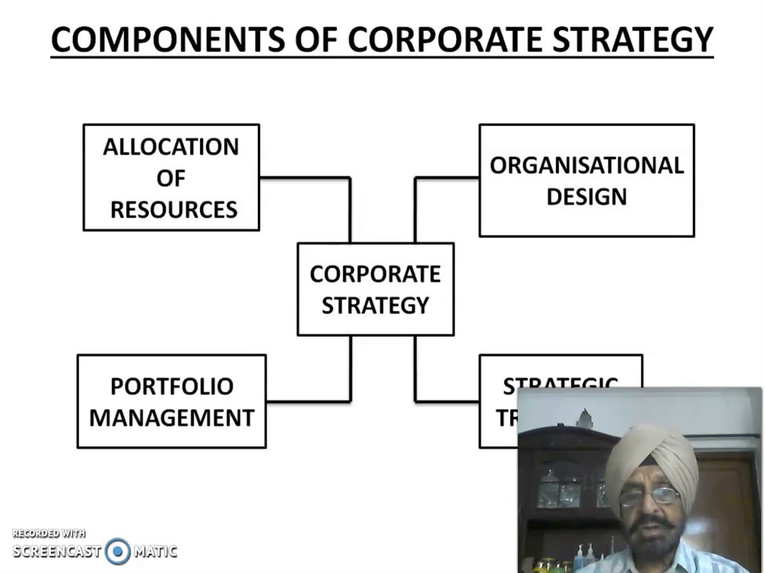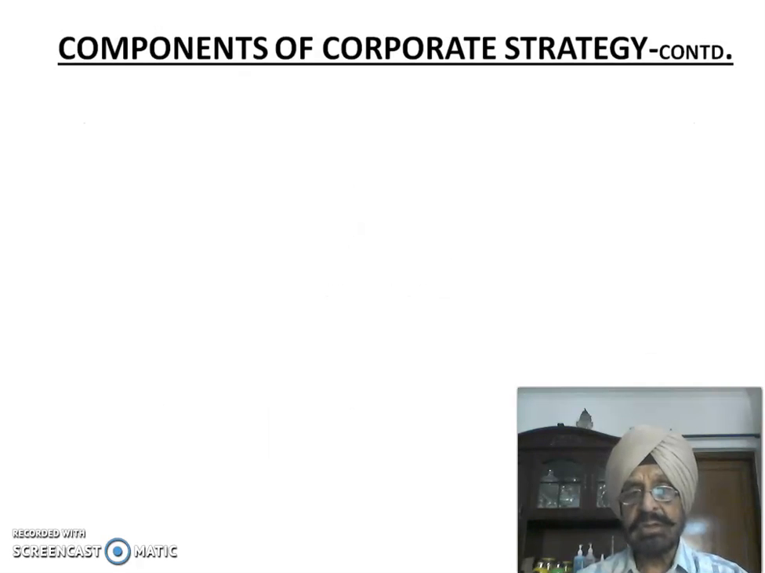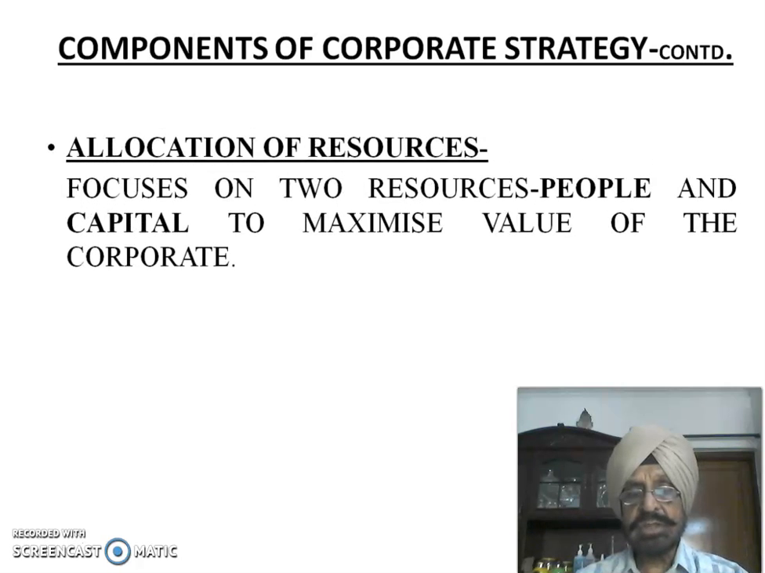We'll see the explanation of each of these terms, although generally speaking you can say the meaning of each of these things, but let us see in specific terms. First, the allocation of resources. Although there are various types of resources, here the main focus is on two: people and capital. People, because they've got skill, knowledge, experience, expertise, and various other capabilities. Capital is required, money is required, for any business. Primarily the aim is to maximize the value of the corporate by spending in various businesses.